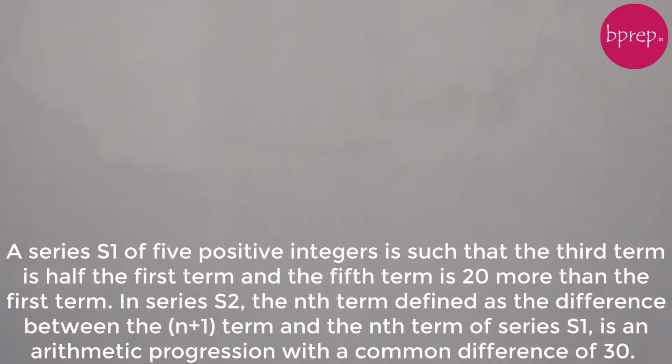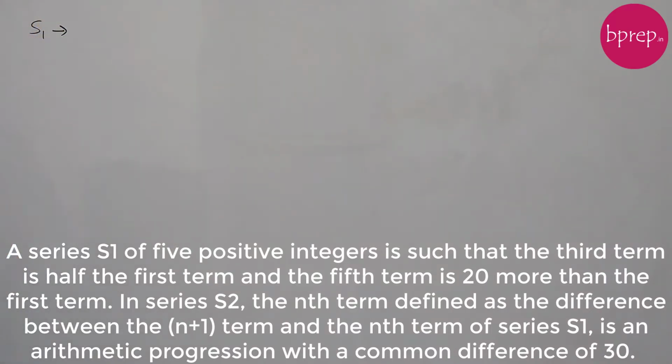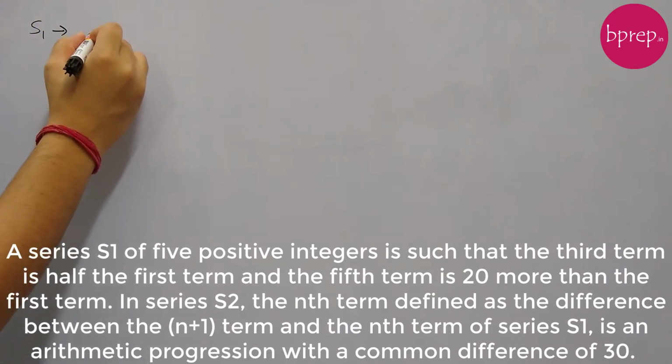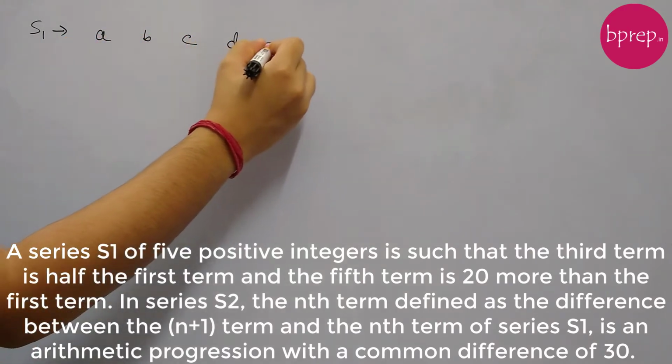Let's start. A series S1 of 5 positive integers is such that the third term is half the first term and the fifth term is 20 more than the first term. Okay, so we have a series of 5 terms, so let's say the 5 terms for this series S1 are A, B, C, D and E.